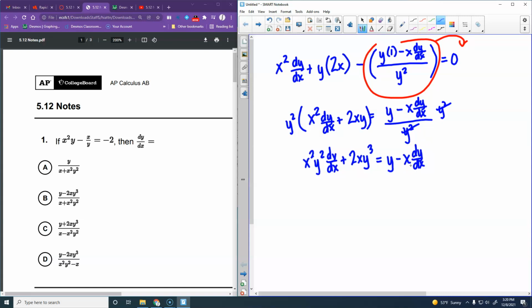And so at this point we can move everything with a dy dx to one side, everything else to the other. So we're going to have x squared y squared. I'm going to go ahead and factor out the dy dx here. And then we'll move this x over, so we'll have plus x. And that dy dx has already been factored out, so I don't have to write it. And then on this side we'll have y, and we'll need to subtract this 2xy cubed, like so. And then the last step is to divide.